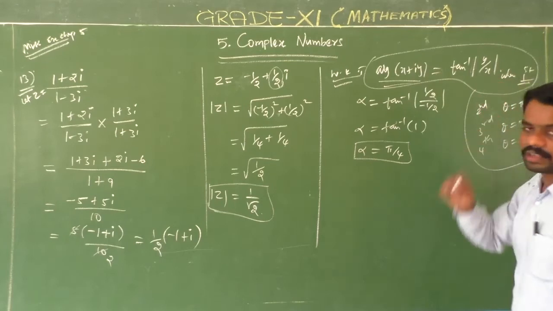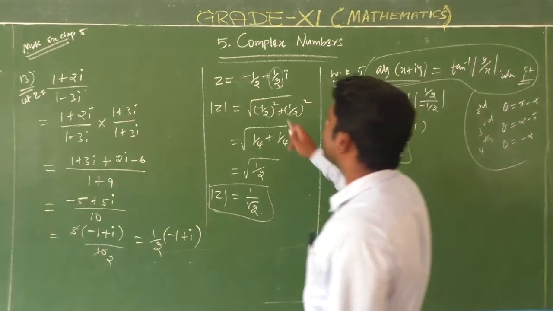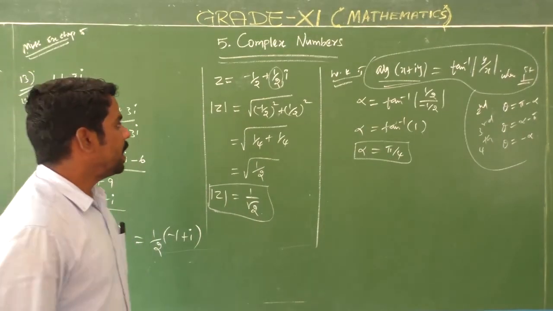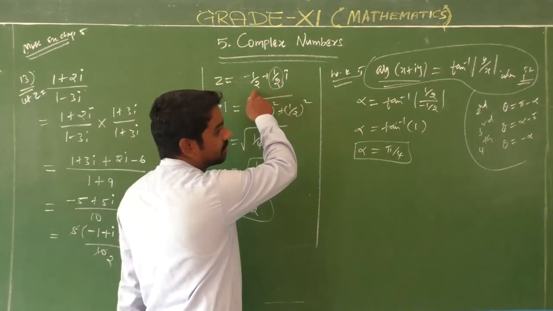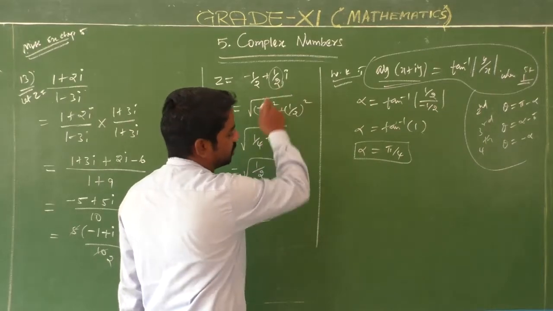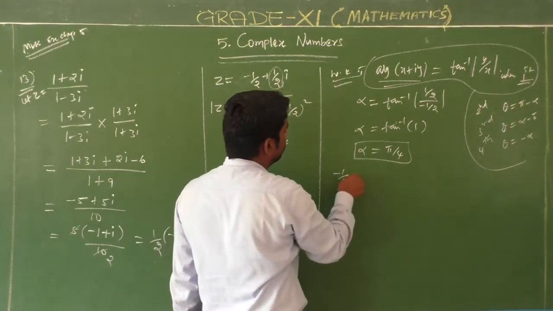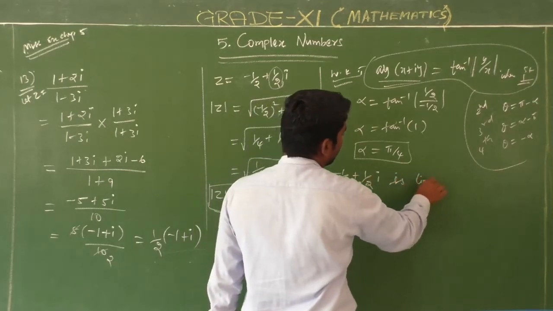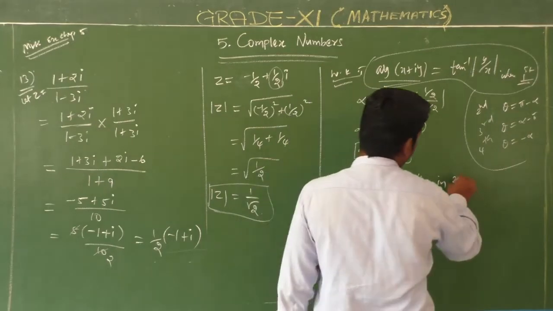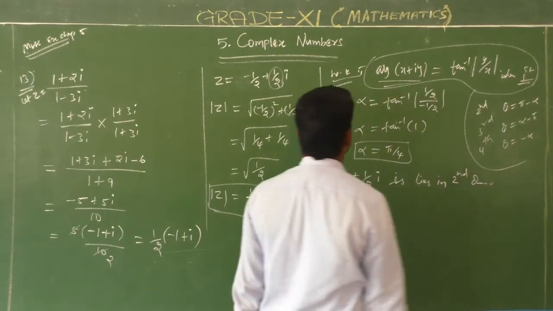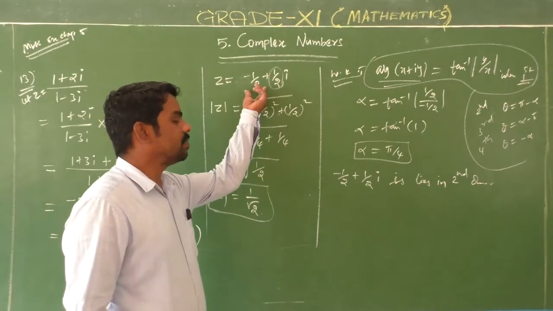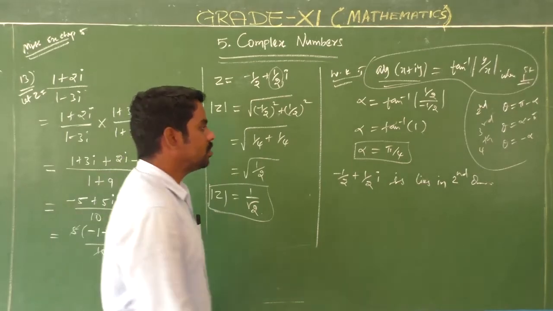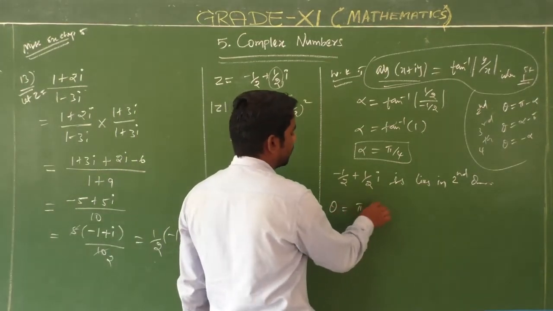First quadrant alpha. Here minus 1 by 2 plus 1 by 2 i. Minus 1 by 2 is negative. This is a cos value negative and sin value positive. So it is in the second quadrant. Here the cos value, the real part, is negative and the sin value is positive. Second quadrant, so theta is equal to pi minus alpha.